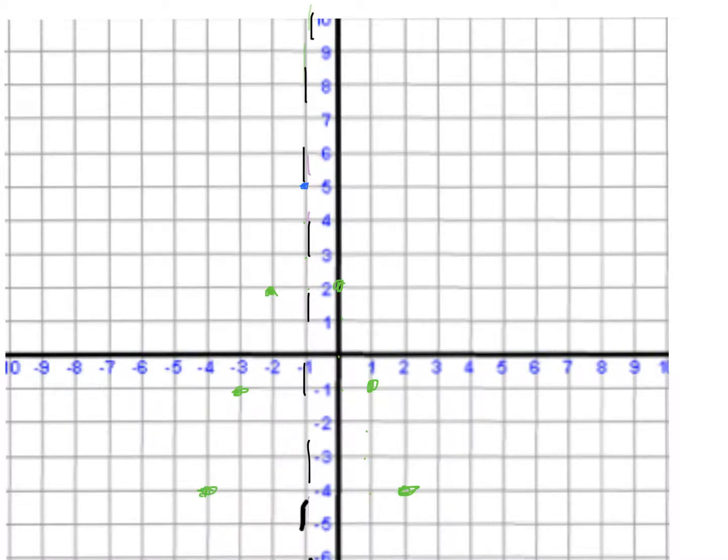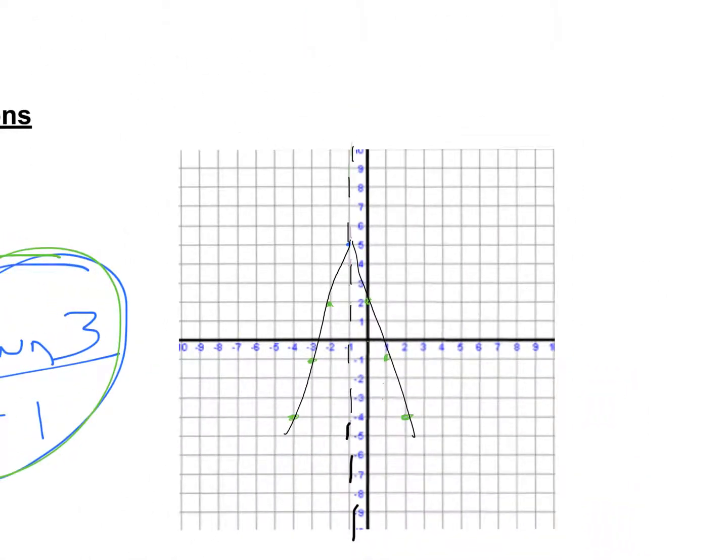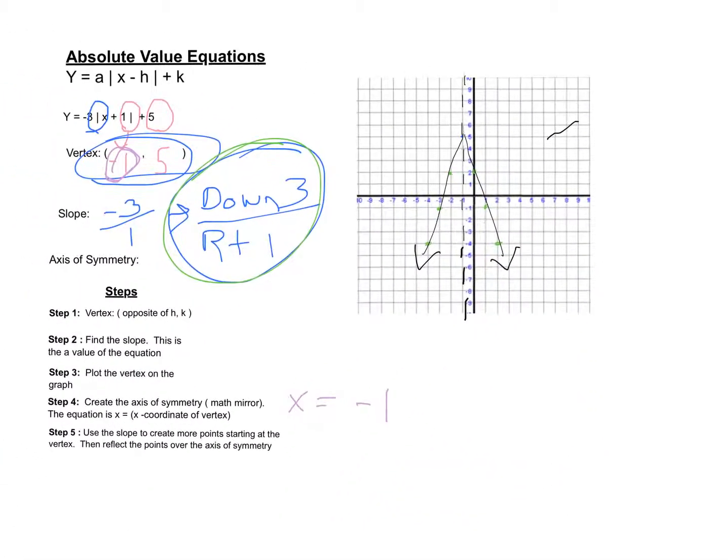Now let's connect our dots. I'll start at the vertex this time so it makes a nice point. And there's there. And then let's go to the other side. So right there. Let's zoom out a little bit and let me put the arrows on our graph. And there you have it. There is our absolute value graph.